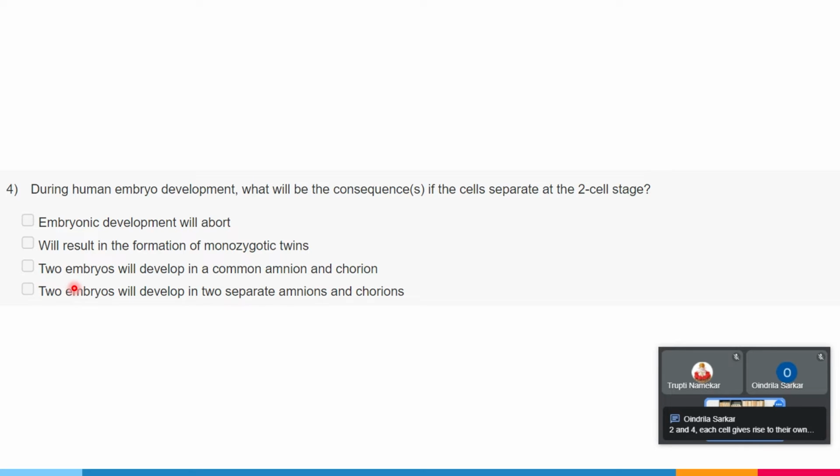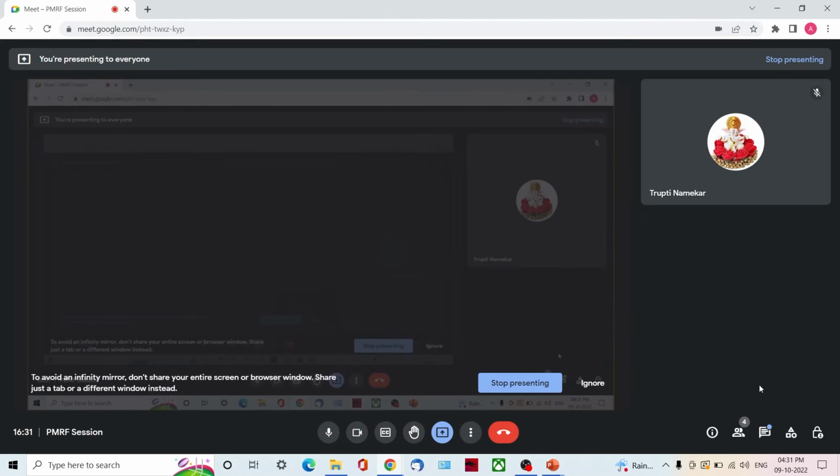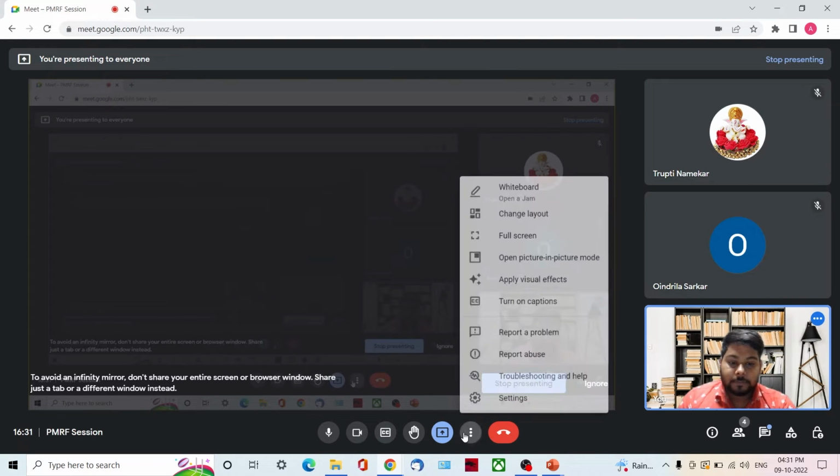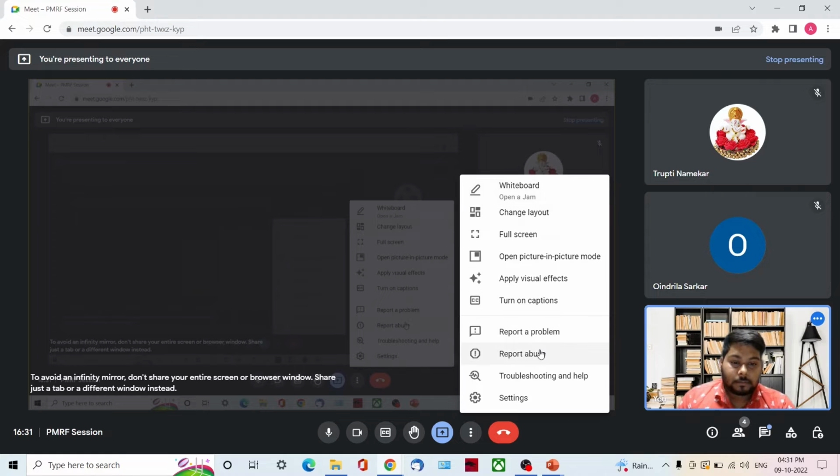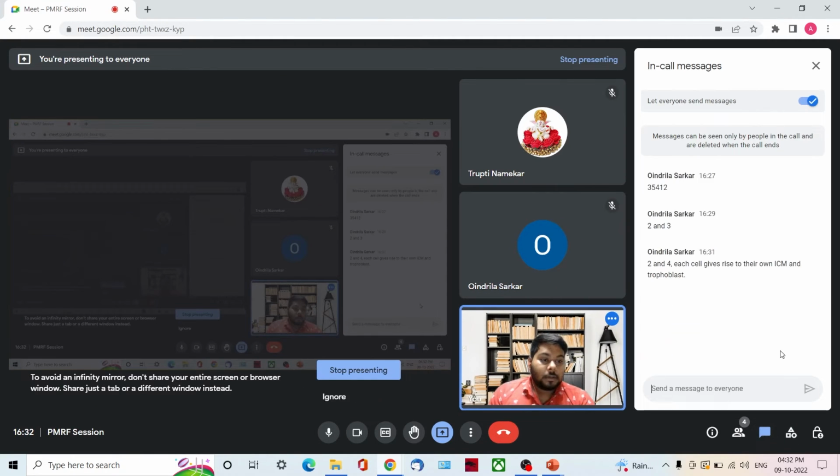Okay. So Oindrila has suggested, go back to the tab and look at it. Oindrila suggested the correct option is 2 and 4, which is each cell gives rise to their own ICM and trophoblast. So 2 and 4 is correct according to Oindrila. Anyone else want to try and answer this?